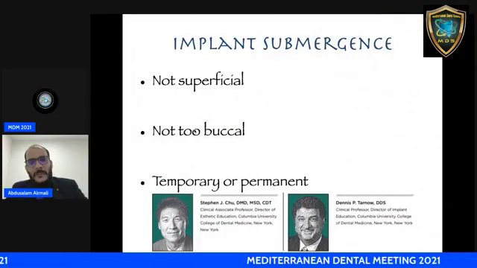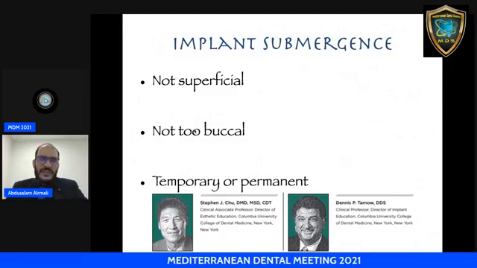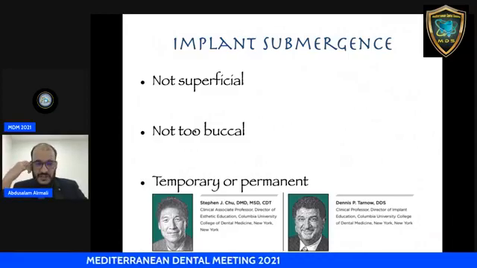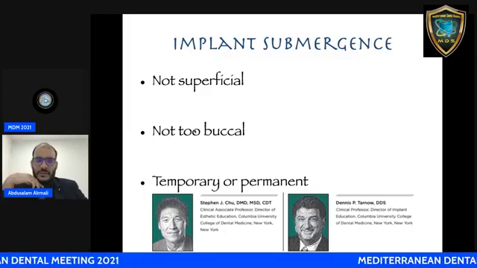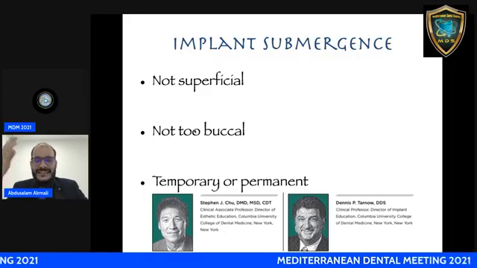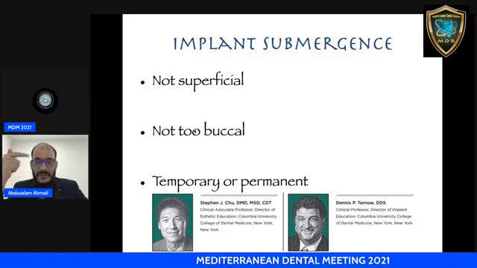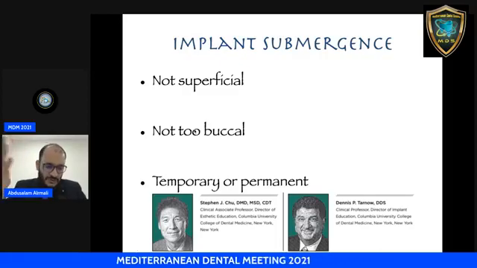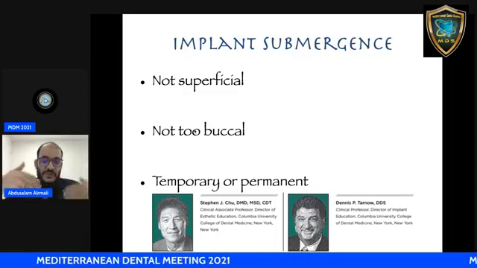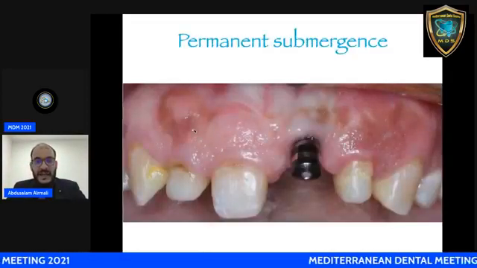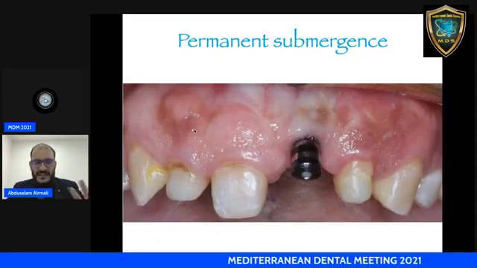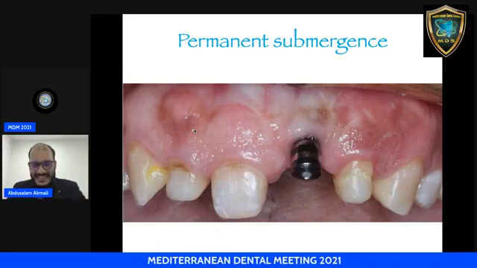Another technique of implant submergence. Implant submergence was actually described by Lay in 2010, and another article was published in Dentistry Now 7.2 in 2013. It's indicated in non-superficial implants, not too buccal, either to do it temporary, to give the chance for the soft tissue to move and mature over the implant, or to do it permanent. I will start with permanent submergence, and I will say why in this case.